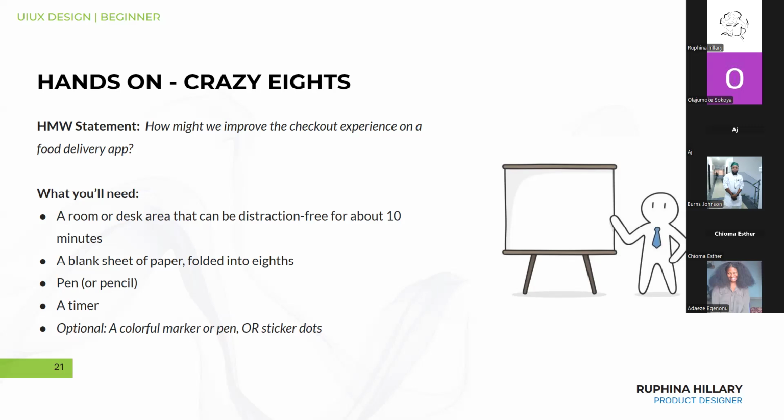So crazy eight is usually physical because you need to sketch it out, unless you have a digital stylus so you can sketch on your screen or on your phone. But usually most people prefer to use paper and to do it physically for the crazy eight.